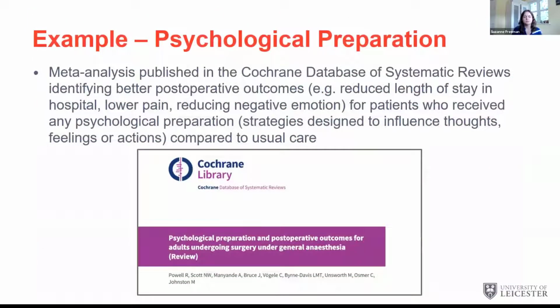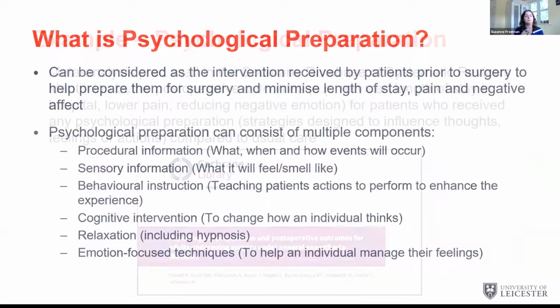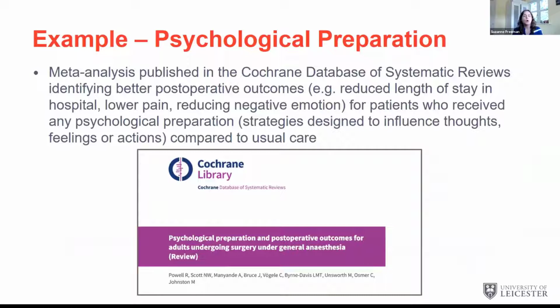So the majority of my talk is going to focus around this example of psychological preparation for adults undergoing surgery under general anaesthetic. This was initially published as a meta-analysis in the Cochrane database of systematic reviews in 2016. And they were looking at, at this point they were interested in identifying whether psychological preparation was beneficial in improving those post-operative outcomes.